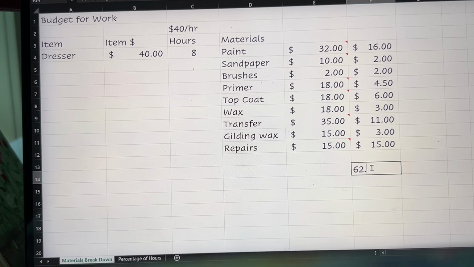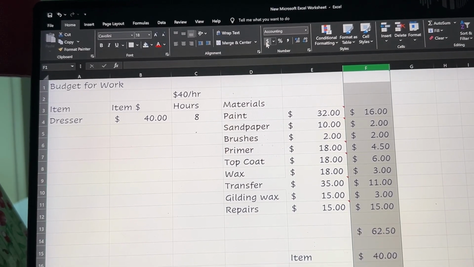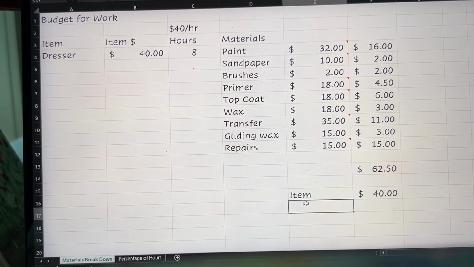62.50. Okay, and the item was $40. I'm just showing you where I'm finding it, right here. And let's see. The hours was 8 hours times 40, which is 320.